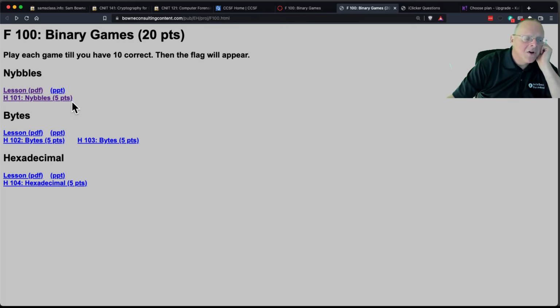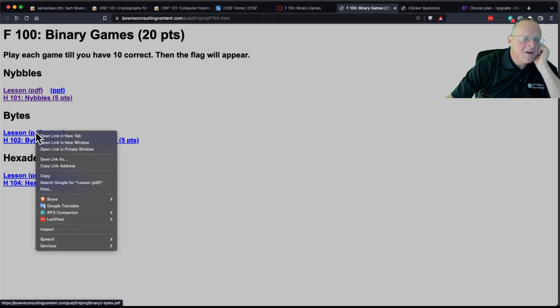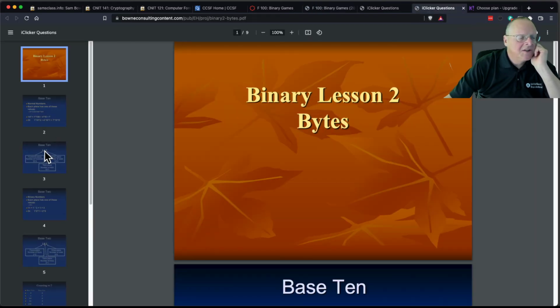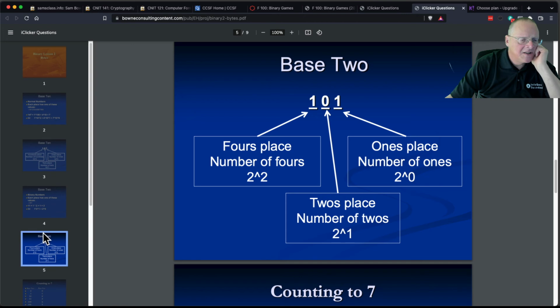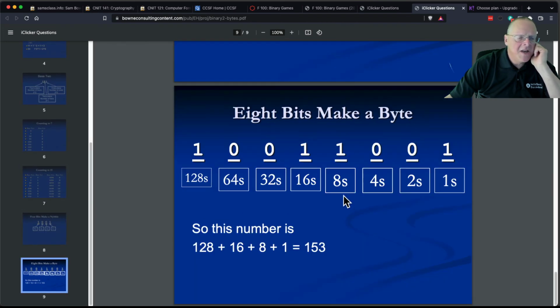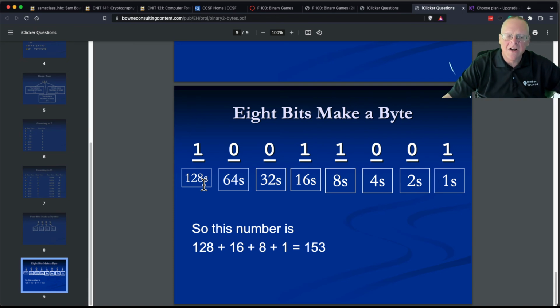Anyway, after nibbles, you do bytes. Bytes are just the same thing with 8 bits. So if you go down here, 4 bits make a nibble, but 8 bits make a byte. You have 1s, 2s, 4s, 8s, then you have 16s, 32s, 64s, and 128s. So it gets a little tedious. This number is 128 plus 16 plus 8 plus 1, so that's 153. And there's a couple of games where you practice that.